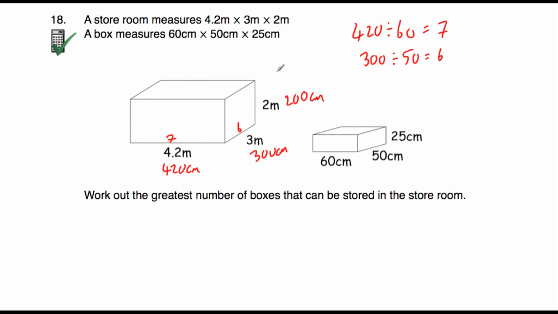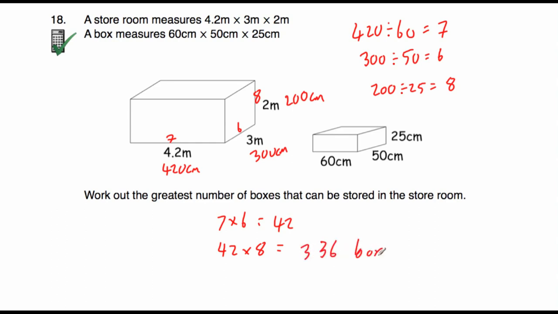Now let's figure out how many layers there would be. Now the height of each box is 25 centimeters. So if we do 200 divided by 25, that's equal to 8. So that means there's going to be 8 layers of boxes in this storeroom. So that means there'll be 7 across that way, 6 that way. So each layer has 42. 7 times 6 is equal to 42. So that means there's 42 boxes on the bottom layer. And there's 8 layers. So if we do 42 multiplied by 8, that'll tell us how many boxes can fit into the storeroom. And 42 multiplied by 8 is equal to 336 boxes. And that's it. Let's just hope the door opens out.